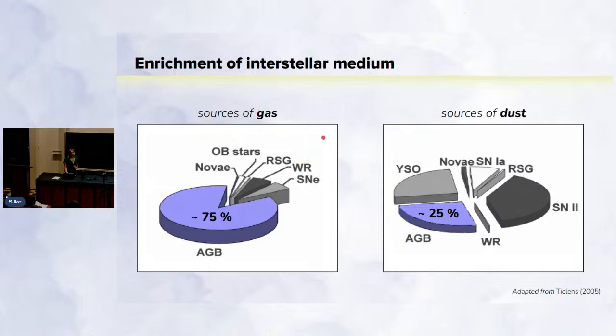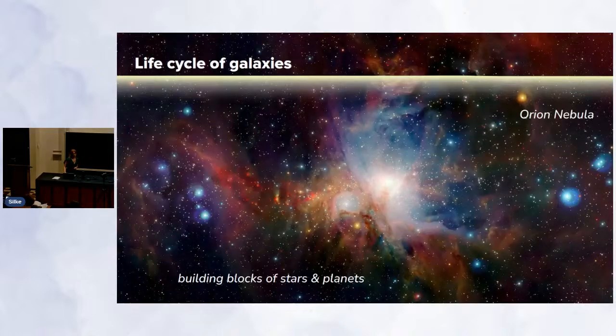They contribute about 75% of all the gas we find in this interstellar medium, and also about 25% of the dust. So it's really important that we understand well the gas and the dust that HB stars bring to the interstellar medium. And why is this important to look at?